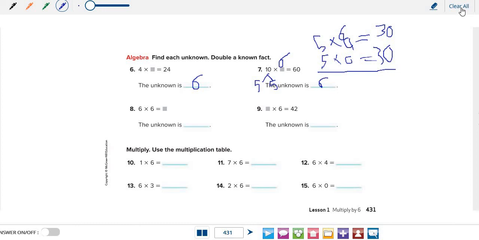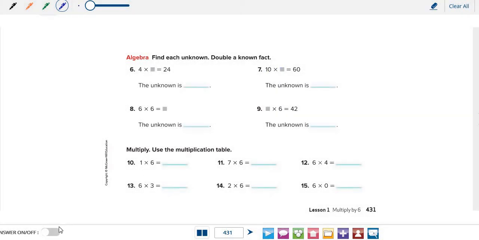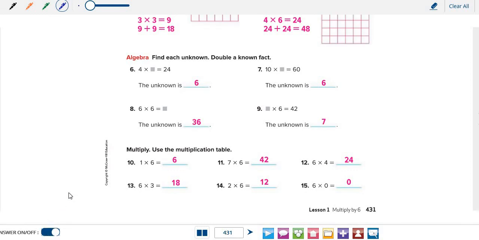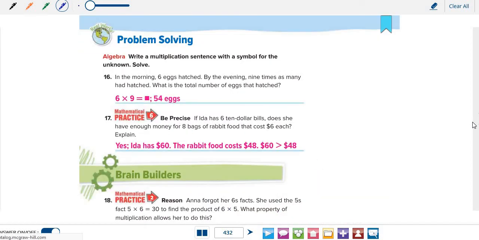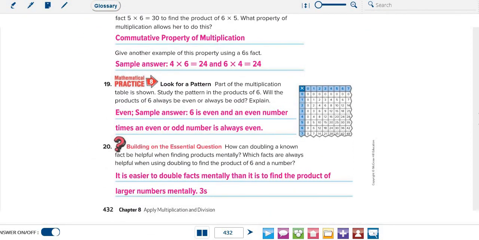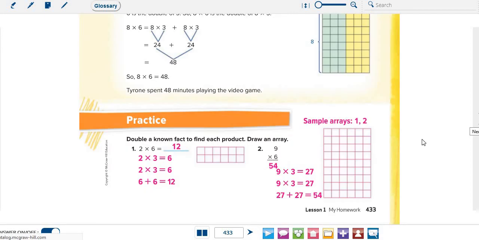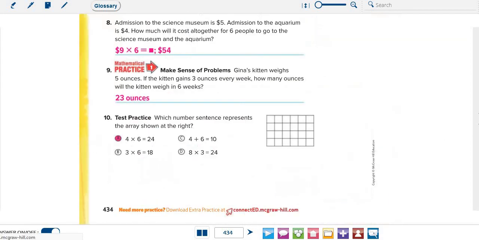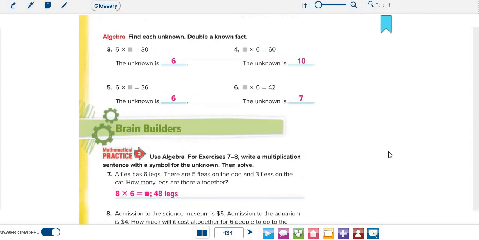Now it's your turn, grade 3. Please try to solve these questions by yourself, and then when you finish, you can check your answers here. The same for the next page, you can check your answers here. And the next 2 pages are your homework, grade 3. So you can check them here. This is page number 434.